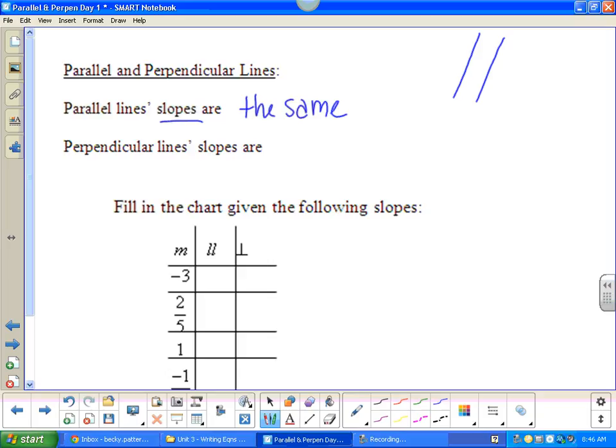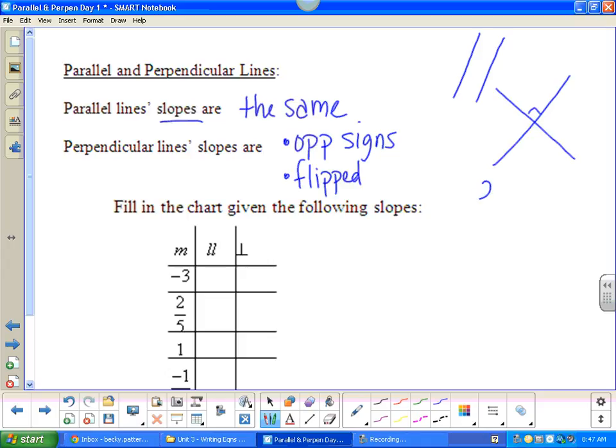Perpendicular lines are two lines that cross, but they have to cross at a 90-degree angle. Their slopes are two things: opposite signs and flipped. So if I have one slope that is 2/5, the perpendicular slope would be a -5/2. If I have one slope that is a -3, then the other slope is a +1/3.